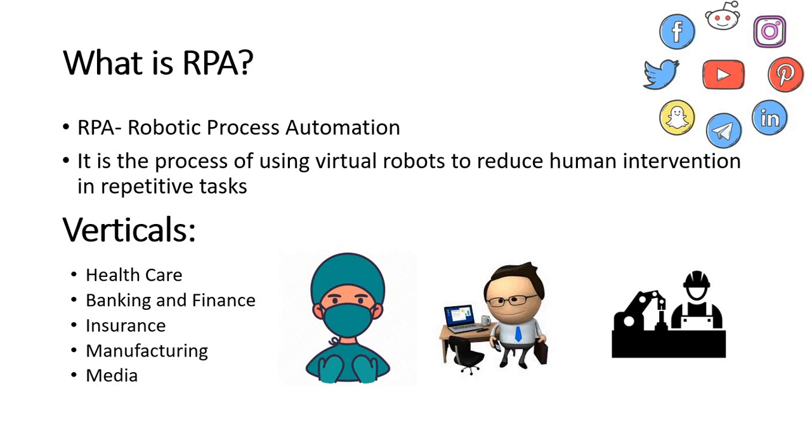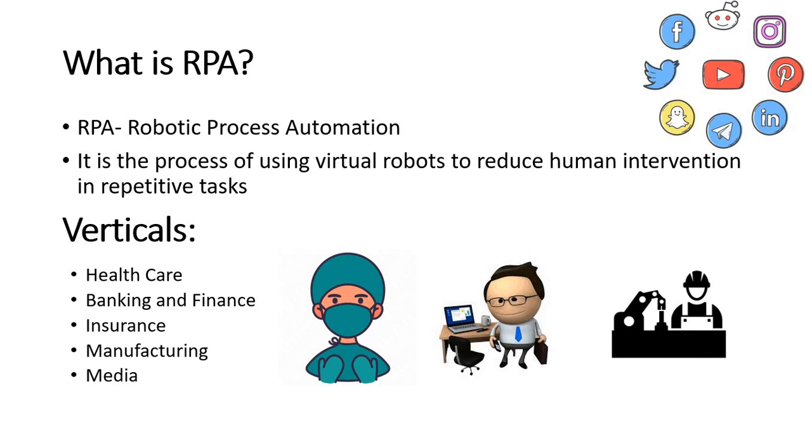In this we are using virtual robots which can perform the processes in a sequential manner with the help of automation. There are some verticals in the current industry where we use robotic process automation, like healthcare, banking, finance, insurance, manufacturing, and media.